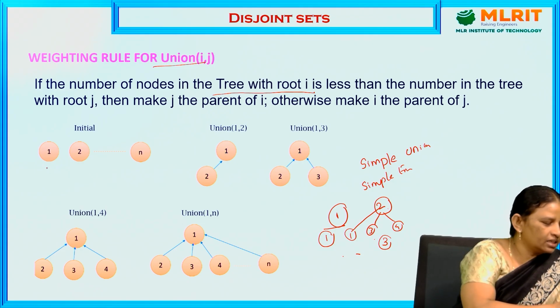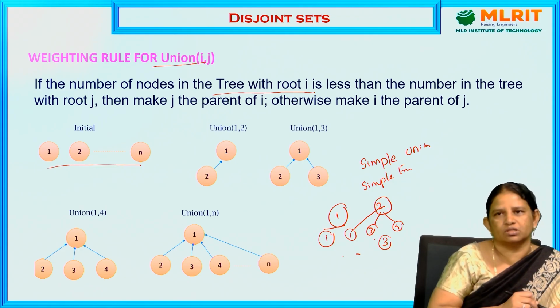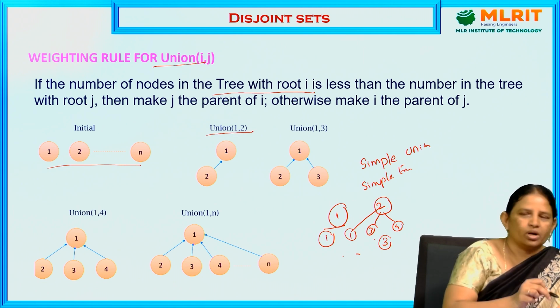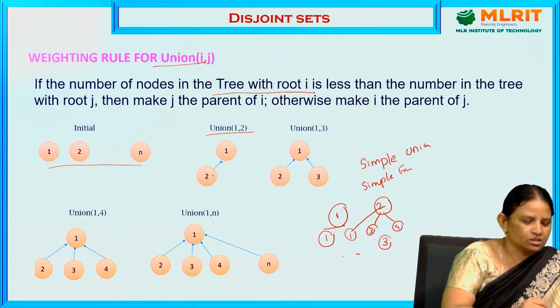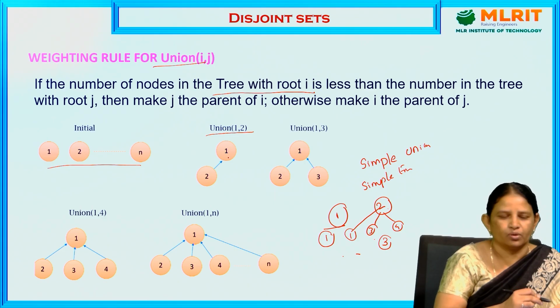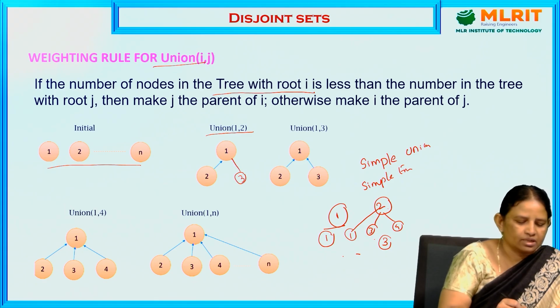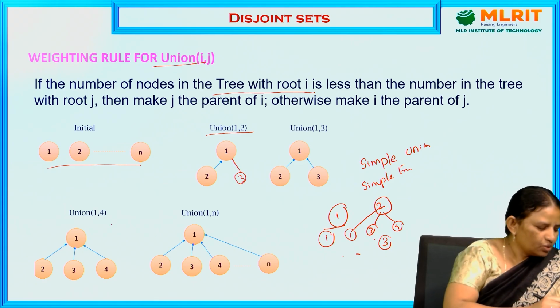Consider initially there are n nodes, all at the root level, the topmost level. Union of 1, 2: 2 will be added to 1, and 2's parent is 1. Union of 1, 3: union of 1, 2 is already there, so we need to join 3. 3 will be added and 3's parent is 1. Next, union of 1, 4.